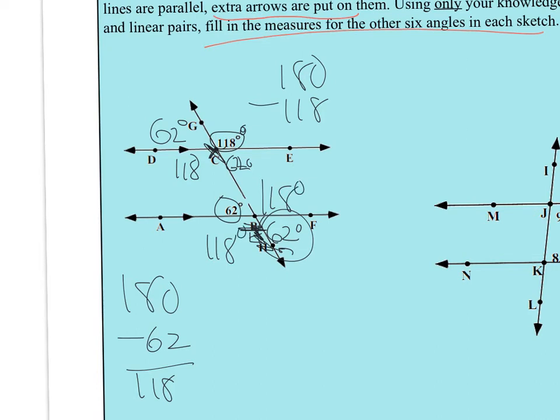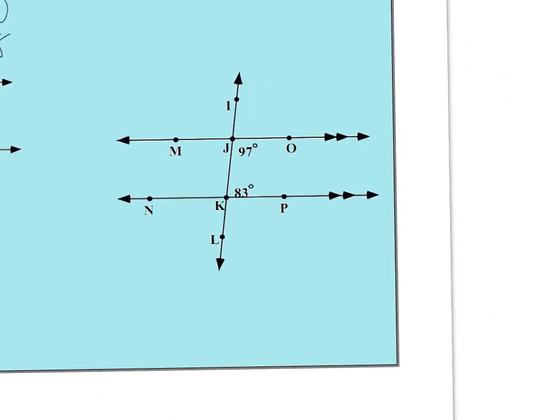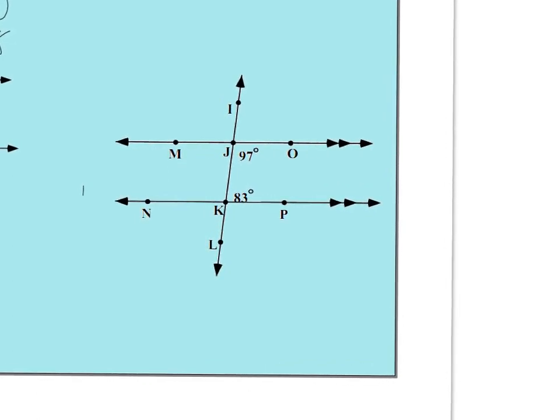All right, and all I did was use two ideas: the fact that two angles make a linear pair, and that two angles are vertical. That's the only idea I used. Let's go to this one. Likewise, similar situation here. So if this one's 97, if I go diagonal, that one's got to be 97. This one's 83. I go diagonal, that one's 83.